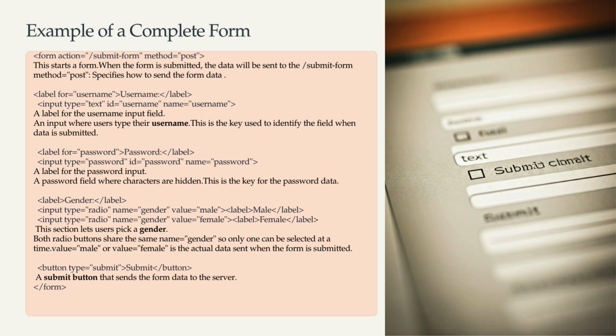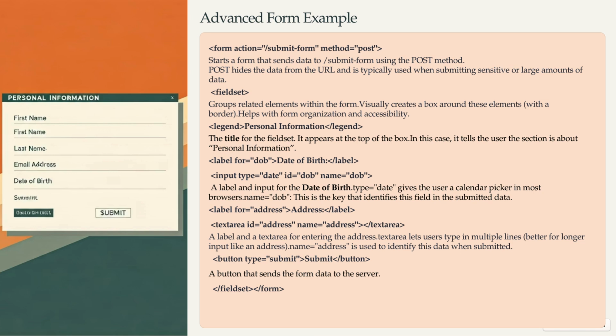Button type equals submit button, a submit button that sends the form data to the server. Advanced form example: form action equals submit form, method equals post, starts a form that sends data to submit form using the post method. Post hides the data from the URL and is typically used when submitting sensitive or large amounts of data.